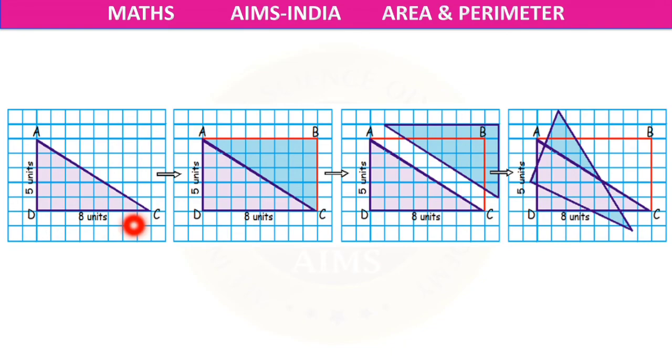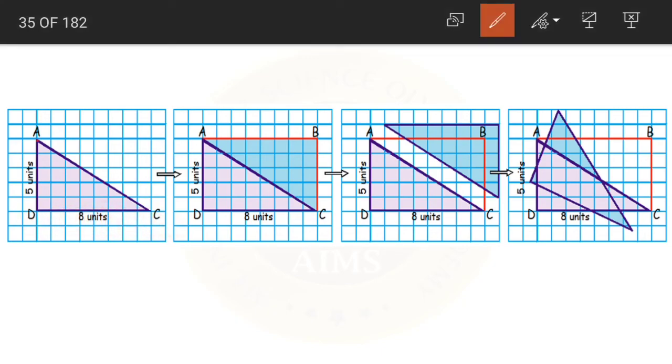What is this? First we will have a triangle. The triangle here is ADC. Now from this triangle we are going to form a rectangle. By joining these two lines, we have converted our triangle into a rectangle. And now if you look at the rectangle carefully, we have two triangles. Now we have two triangles ADC and ABC.